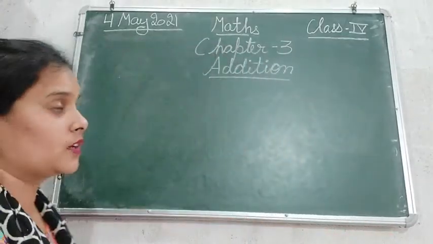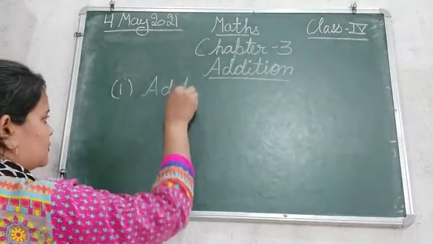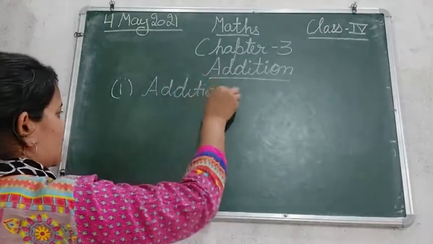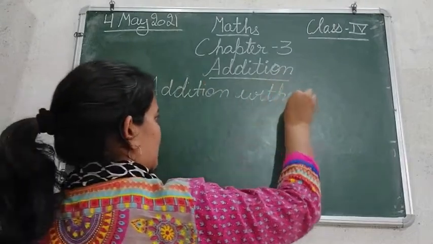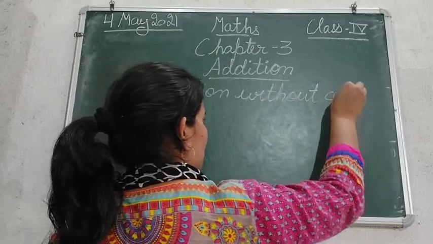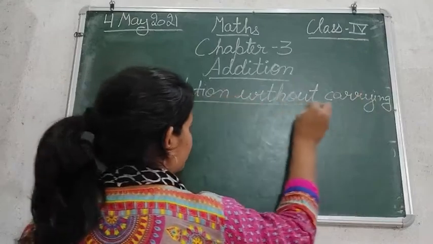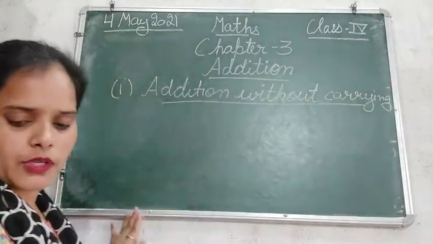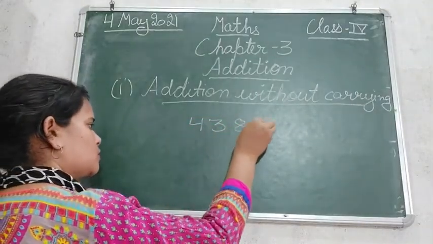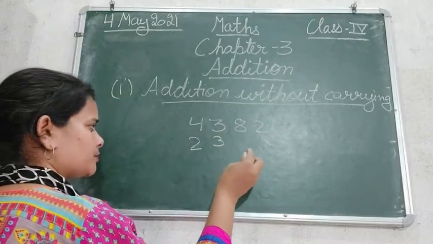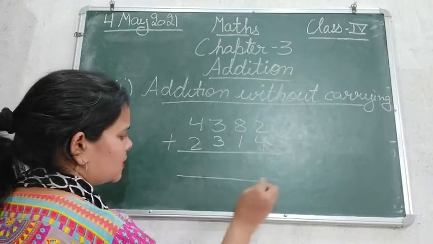Addition without carrying. Okay, without carrying. So let's add 4,382 and 2,314. Okay, so you just need to add these 4 digit numbers.